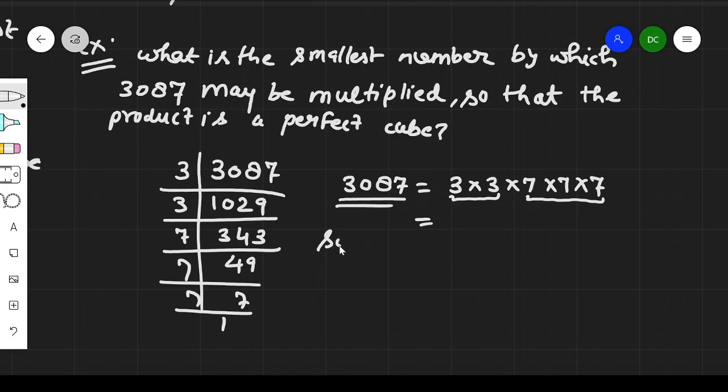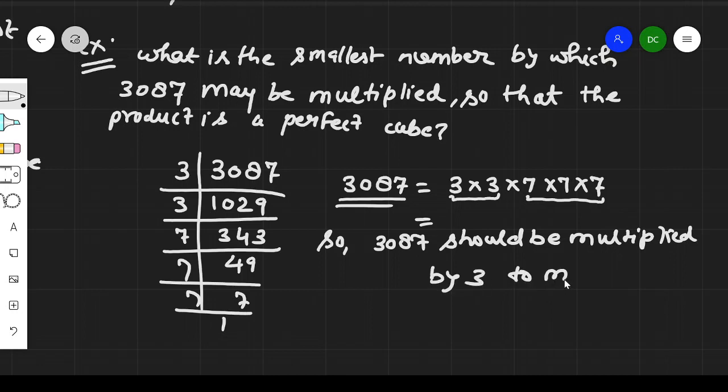So we can say 3087 should be multiplied by 3 to make it a perfect cube. Okay, I hope it is very easy and clear to you.